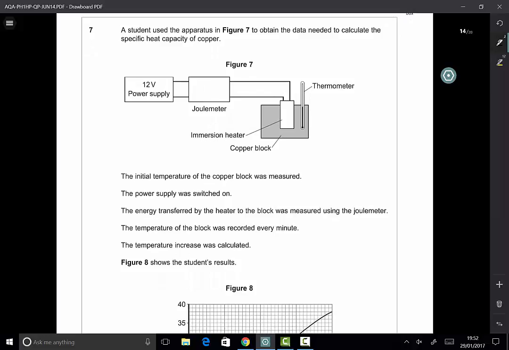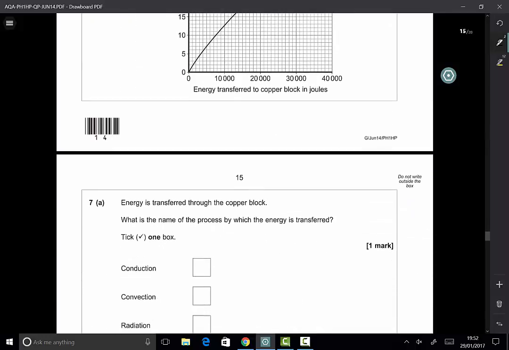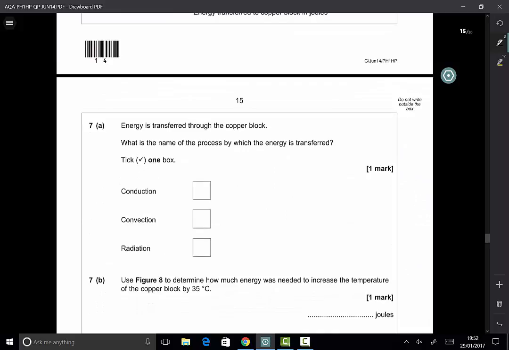Okay, moving on to question 7. We've got the apparatus drawn in figure 7 showing how to collect the data needed to calculate the specific heat capacity of copper. The initial temperature of the copper block was measured, the power was switched on, energy transferred to the heater was measured using the joule meter, the temperature of the block was recorded every minute, temperature increase was calculated, and then we've got some results. Energy is transferred through the copper block. What is the name of the process by which the energy is transferred? Copper is a metal, so instantly we should be thinking conduction.